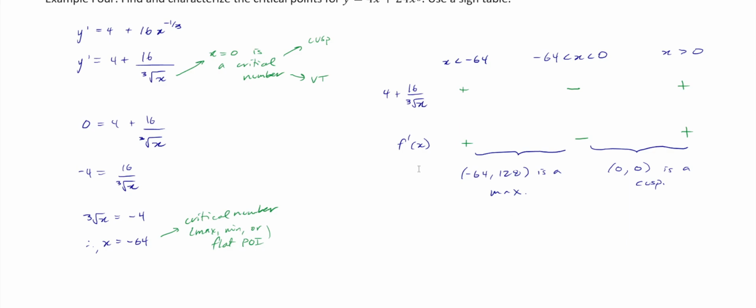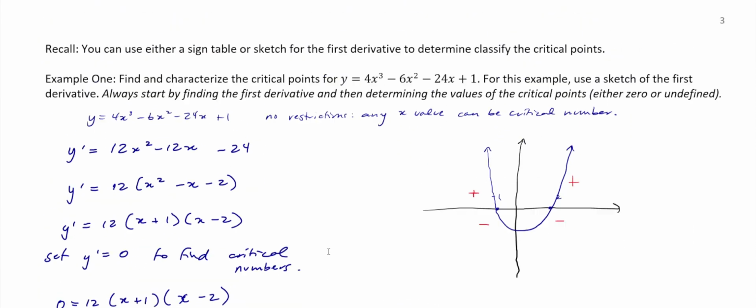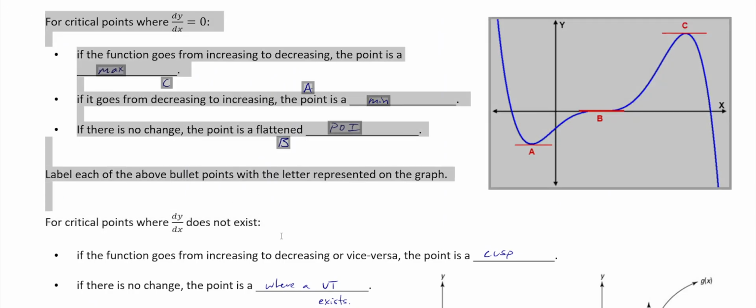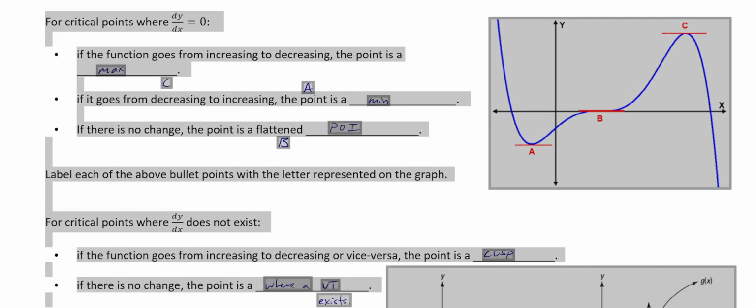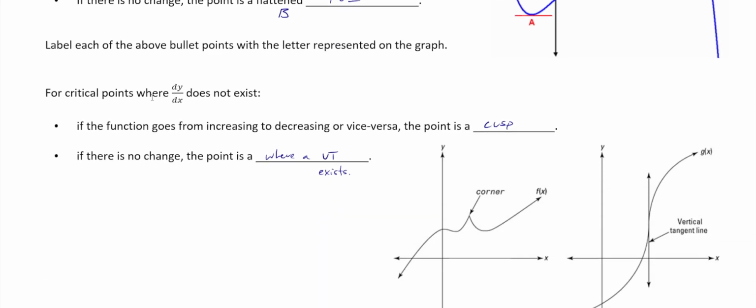Okay, so a bit of a longer lesson, but overall, I think the key point to have on hand at all times is this portion right here, because it tells you what each of the critical points is. If the critical point is an x value that makes the first derivative equal to 0, then it's a max, min, or flat POI. But if there's an x value where the first derivative does not exist, then it's going to be a cusp or a vertical tangent depending on the sign changes.